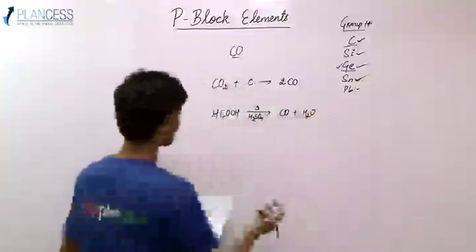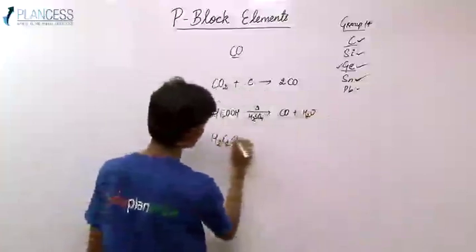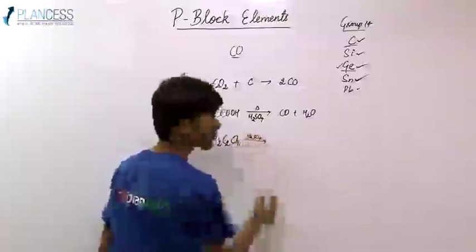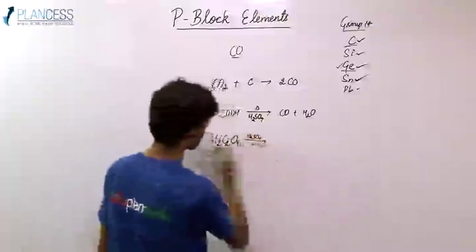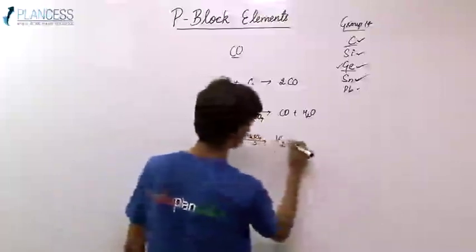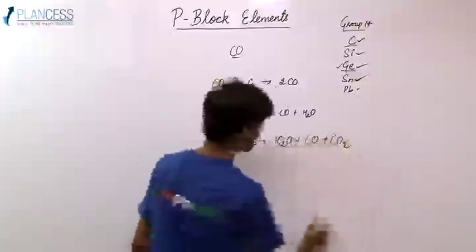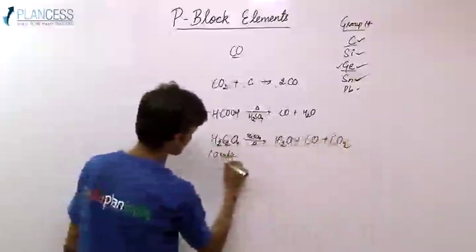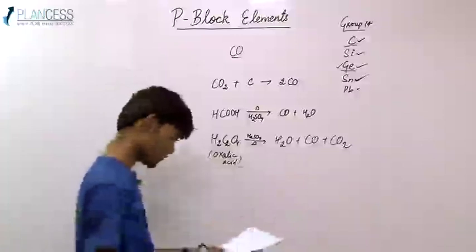The same reaction takes place with oxalic acid, H2C2O4. If oxalic acid is heated in the presence of concentrated H2SO4, then H2O is removed and CO plus CO2, both gases, are produced in this reaction.